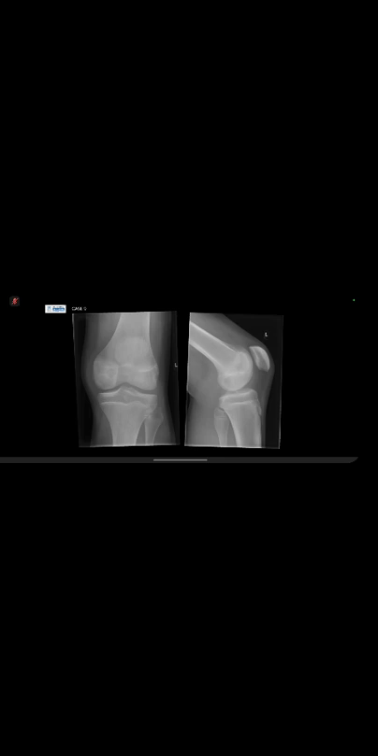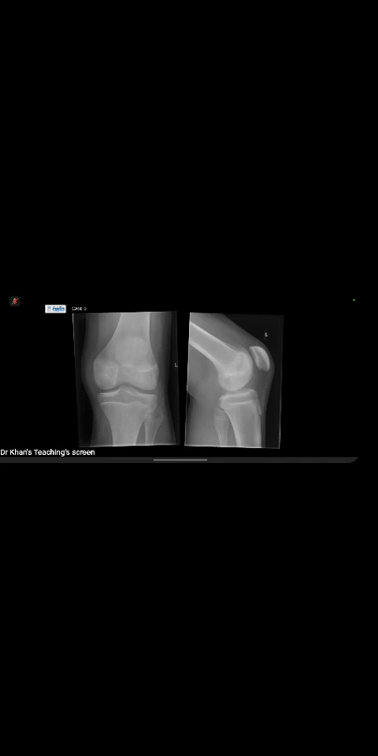I see some soft tissue swelling. However, I don't see any evidence of effusion in the joint space. For this young age, I'm worried about infectious pathology. This could be a Brodie abscess. I need to do an MRI for more delineation and characterization of this pathology.